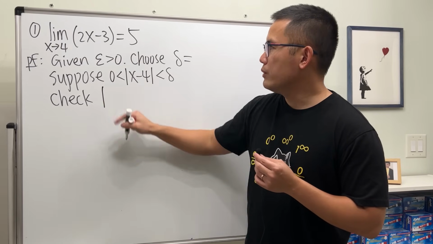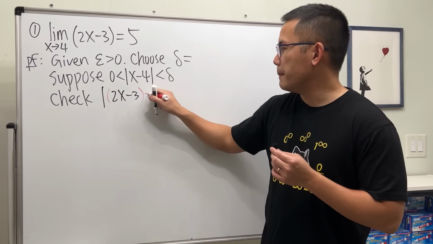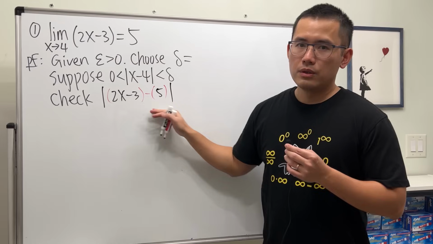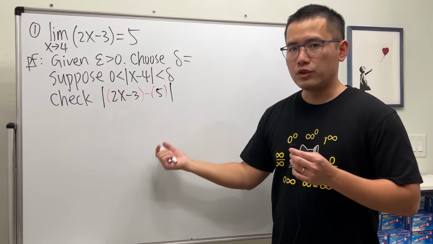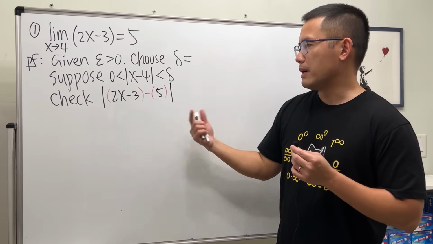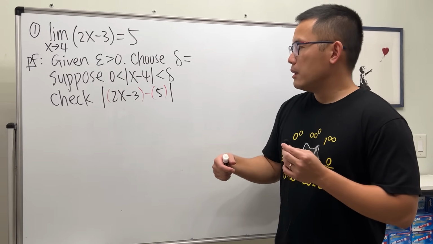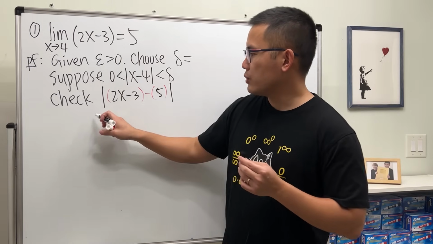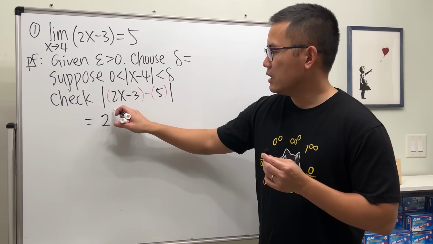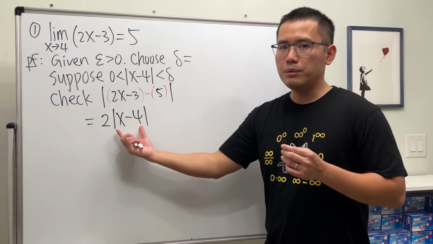So absolute value, this minus that, we have the 2x minus 3 and then minus 5. Now, hopefully this is less than epsilon, but we have to show it. Usually we can do some algebra. Right here you see minus 3 minus 5 is minus 8, and then we can factor out 2. Absolute value of 2x minus 8, factor out the 2, we can put the 2 before the absolute value, and then we still have that absolute value of x minus 4.